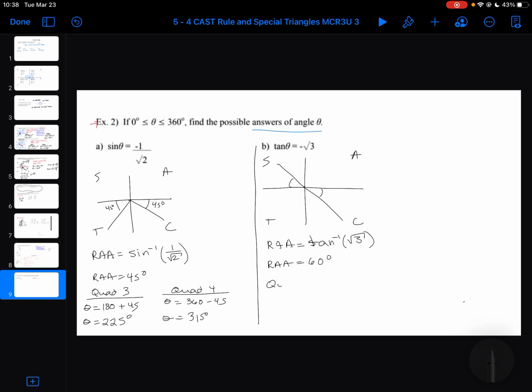So my solution in my second quadrant is going to be theta equals 180 minus 60, which is 120 degrees. And then my solution in quadrant 4 is going to be theta equals 360 minus 60, which gives me a second solution of 300 degrees. So these are examples that are just like the ones that we did earlier in the practice, except now we don't need to use our calculator to figure out what those related acute angles are.